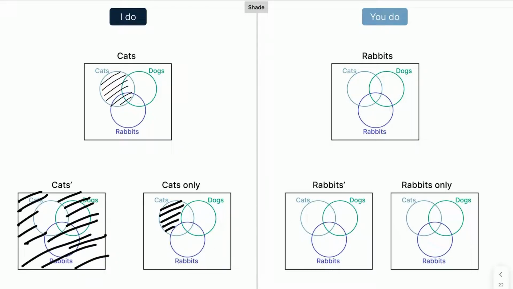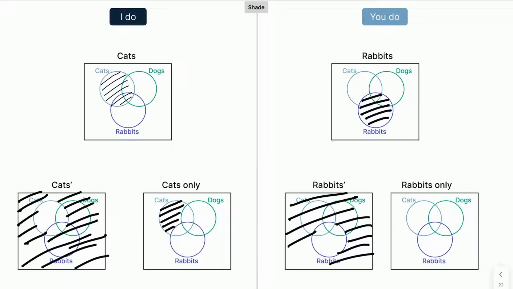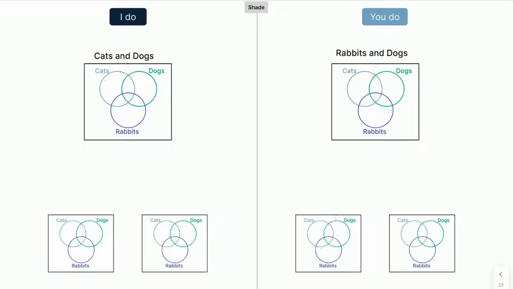All right, so hopefully you've pressed pause and had a go at the example on the right. So with rabbits, that's going to be all of that. With no rabbits, that's going to be everything outside the rabbits, so everything outside the purple circle. And with rabbits only, it's going to be just the rabbits with no overlaps.